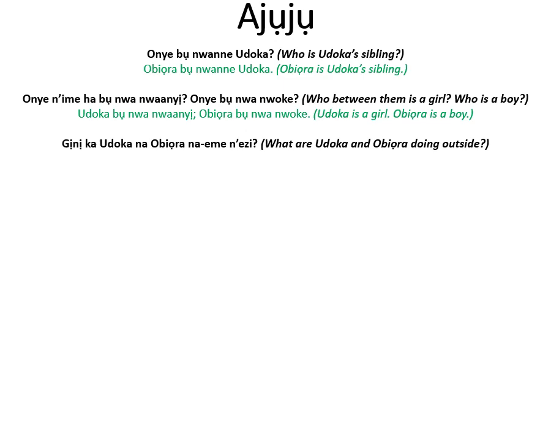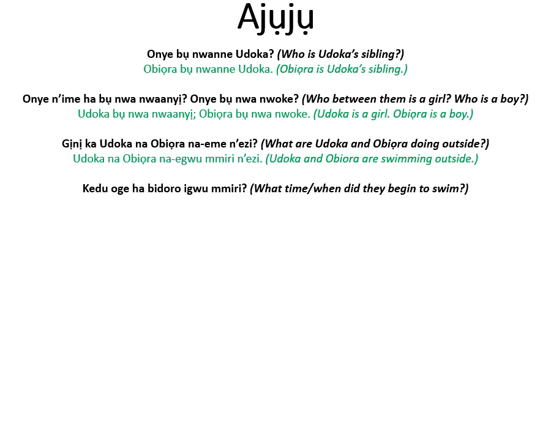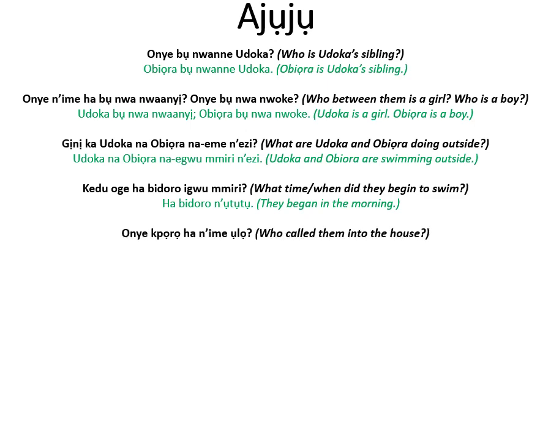Gịnị ka Udoka na Obiora na-eme n'ezi? What are Udoka and Obiora doing outside? Udoka na Obiora na-egwu mmiri n'ezi. Udoka and Obiora are swimming outside. Kedu oge ha bidoro igwu mmiri? What time or when, kedu oge, ha bidoro igwu mmiri, did they begin to swim? Ha bidoro n'ụtụtụ, they began in the morning.